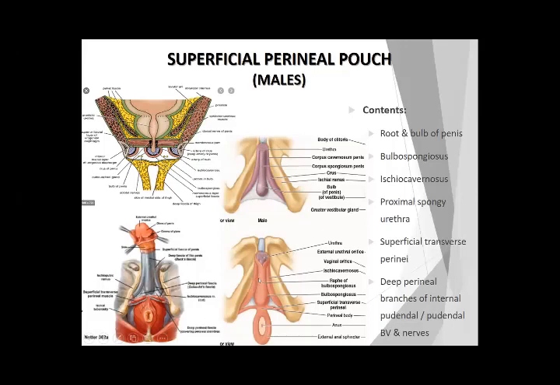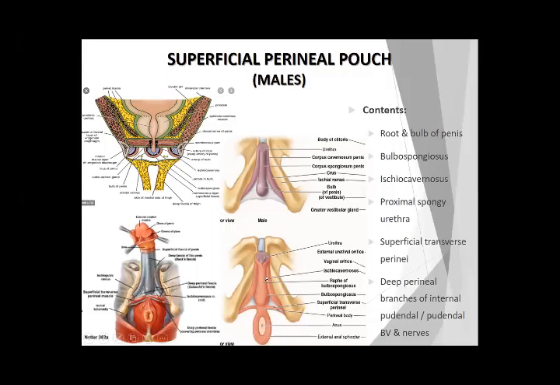We have this bulbospongiosus muscle. Yeah, this is the proximal part of the penis, and this is the spongy urethra. Okay, so covering it, this muscle is the bulbospongiosus. We have this muscle at this side, which is the ischiocavernosus. Okay.